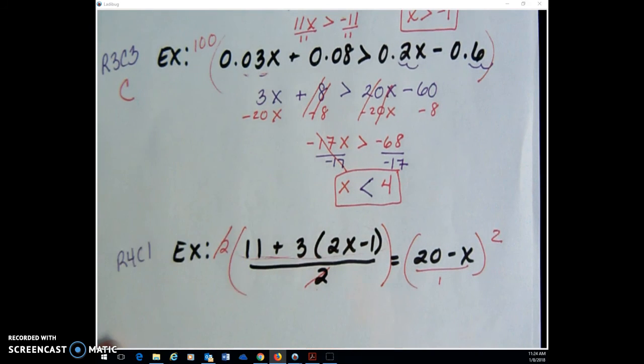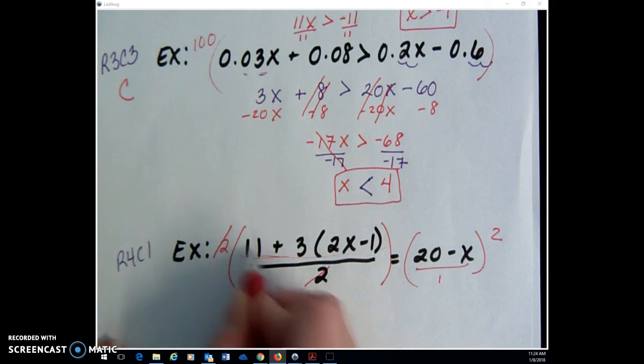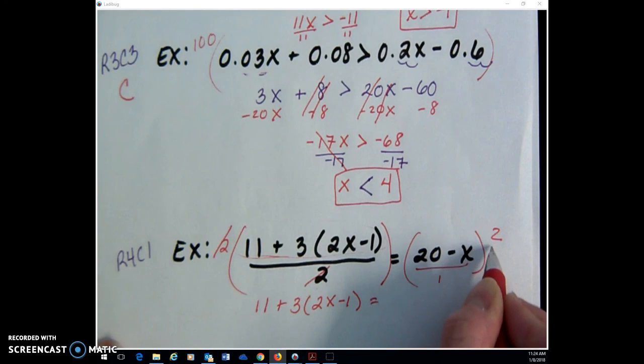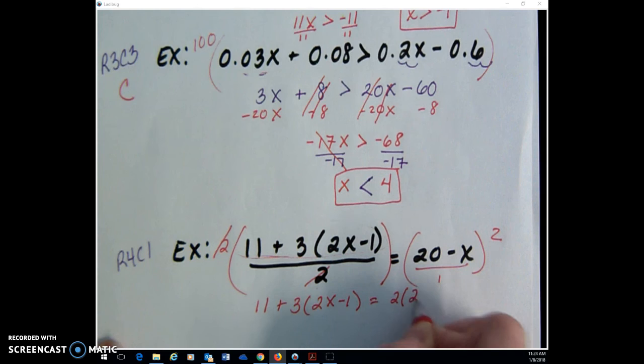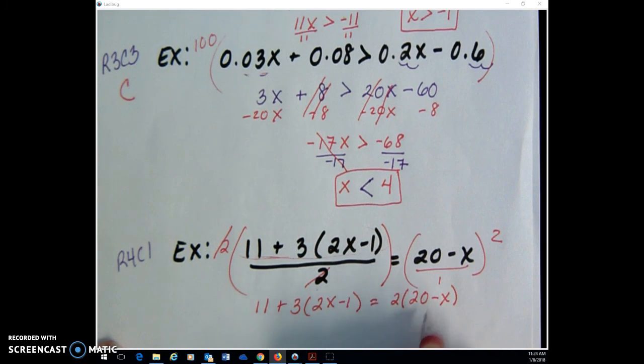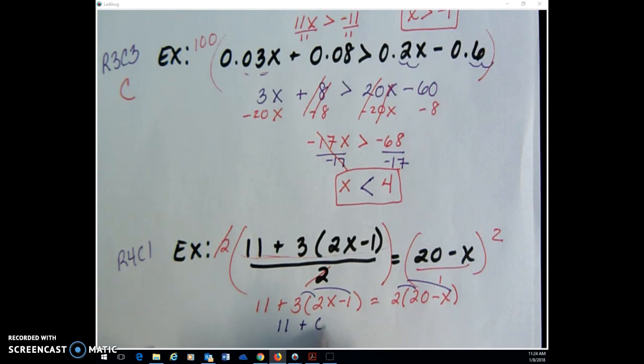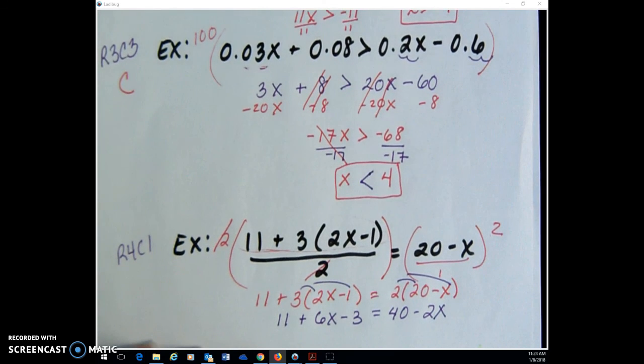And then that will reduce, leaving me with this entire expression on the top: 11 plus 3 times quantity 2x minus 1 equals, don't forget the 2, times 20 minus x. You could have calculated that out ahead if you wanted. I'm going to distribute all that, so I end up with 11 plus 6x minus 3 equals 40 minus 2x. So I'm at that point now. I can just simplify.